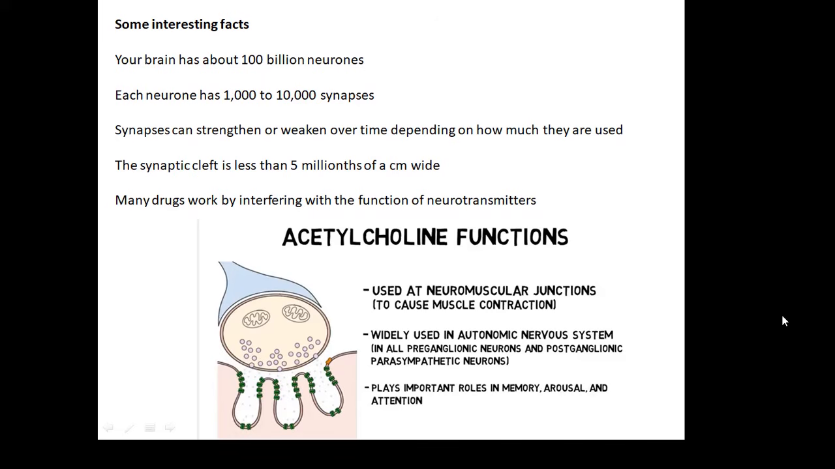Here are some interesting facts. Your brain has about 100 billion neurons. And each neuron has about 1,000 to 10,000 synapses. There's an awful lot of connections in your brain. Synapses can strengthen or weaken over time depending on how much they are used. Remember that when you're revising for your Unit 1 exam. The synaptic cleft is less than 5 millionths of a centimetre wide.